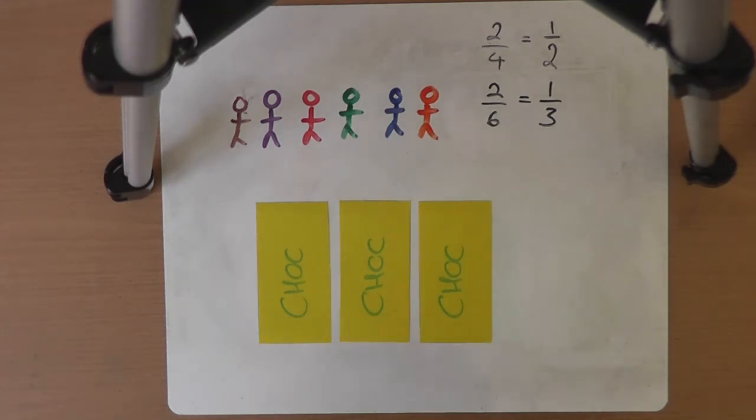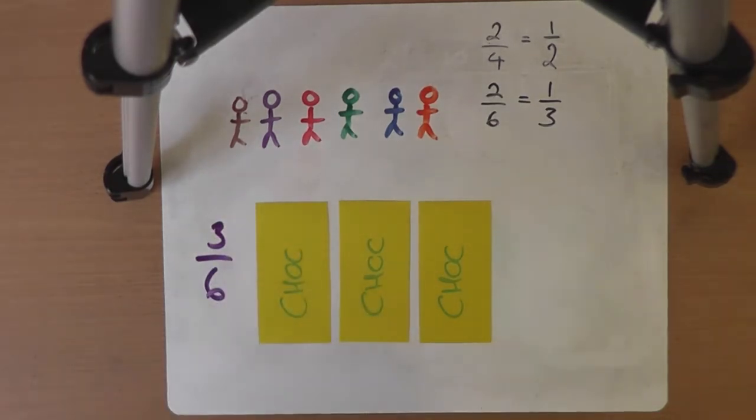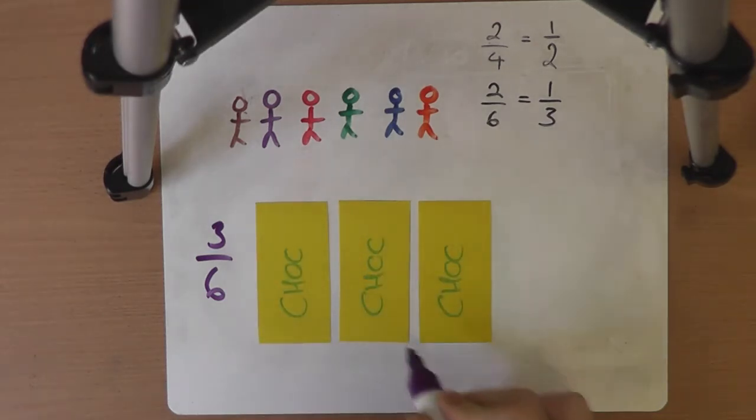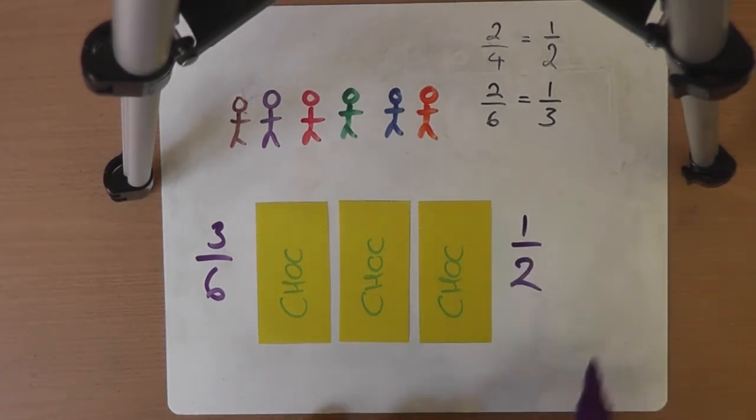Meaning that if we were sharing those 3 bars of chocolate out among the 6 of us, we would be getting 3 bars of chocolate shared equally between 6 of us. And what would be the easiest way to share 3 bars of chocolate among 6 of us? Well, surely the easiest way would be to break this one in 2, and break this one in 2, and break this one in 2, and we would be getting half a bar each.